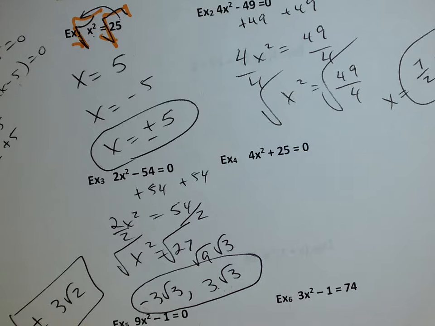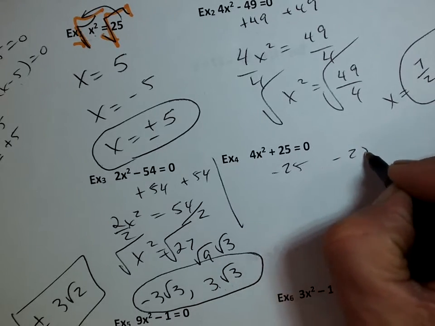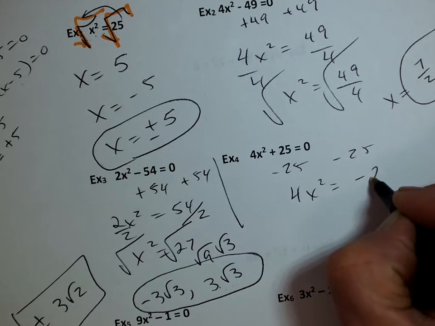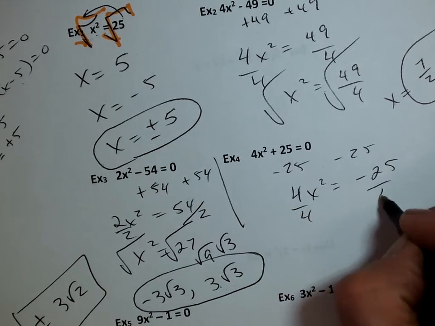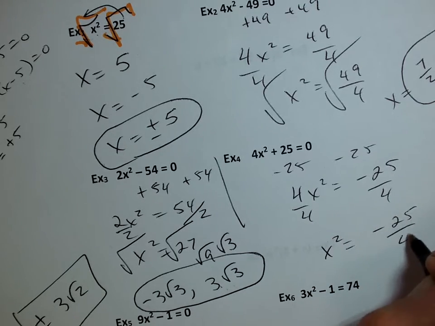But yeah, it wouldn't matter, okay? How's that? Okay, example 4. Minus 25, minus 25. So I've got 4x squared equals negative 25, right? Divide by 4, divide by 4. I've got x squared equals negative 25 over 4.